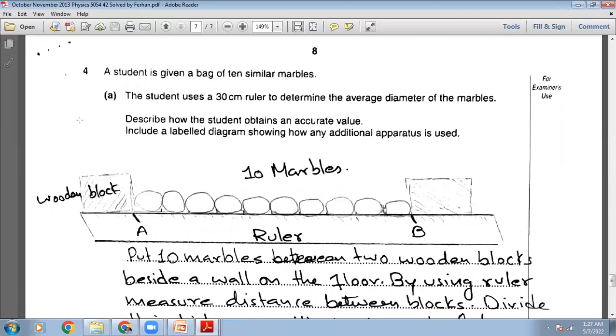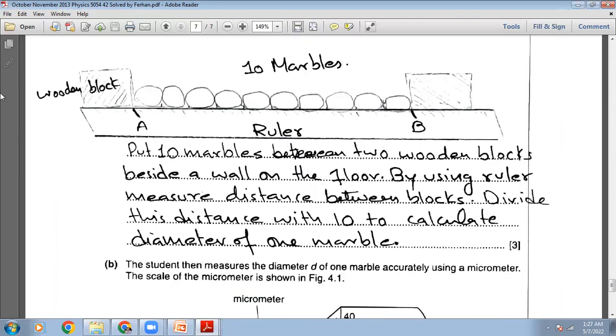Okay, a student is given a bag of 10 similar marbles. Okay, so this is that diagram. You can see I have used wooden blocks, and I have put 10 marbles. They are touching each other, and I put a scale on the floor and measure the distance between A and B, so between the blocks. Then divide this distance by 10, and that will give you the average diameter of the marble.